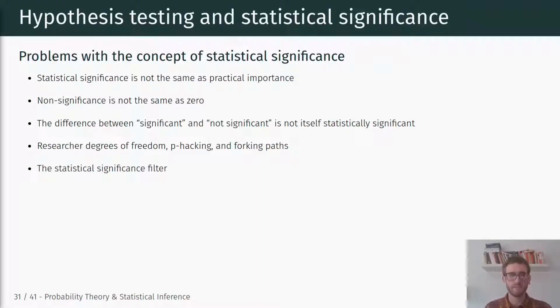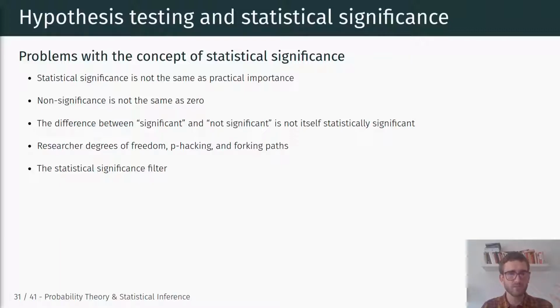Lastly, we have the statistical significance filter, and this is related to the type M or magnitude error that I mentioned previously, which basically states that if we condition on effects being statistically significant in order to be reported in a journal to be published, that implies that any point estimate that is reported in a journal tends to be an overestimate of the true effect size, because we're selecting on significant effects. Okay, so that's what we mean by the statistical significance filter.